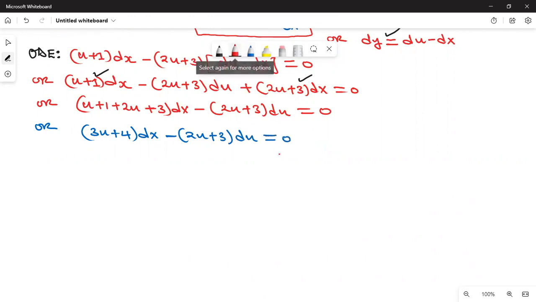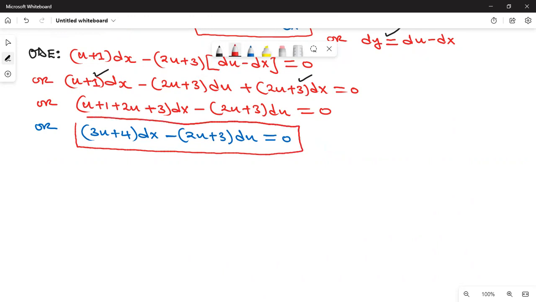Now, this equation is separable. It is possible to collect the x's and the dx on one side, the u's and the du's on another side. So you can write, this is separable. It is a separable ODE. Now let's separate the variables. I'm going to collect the u's on one side and the x's on another side, including dx and du.